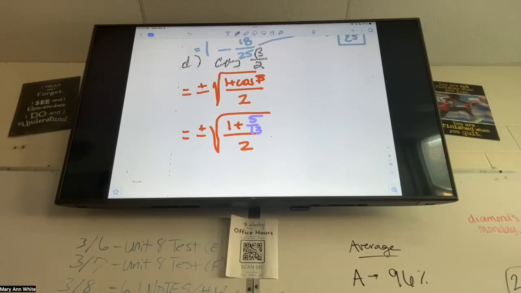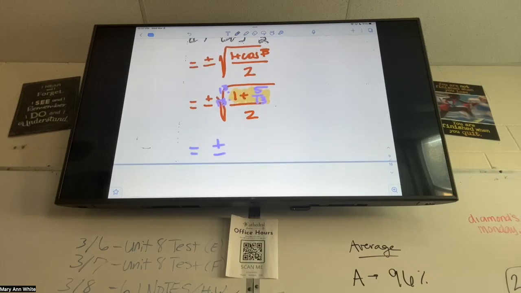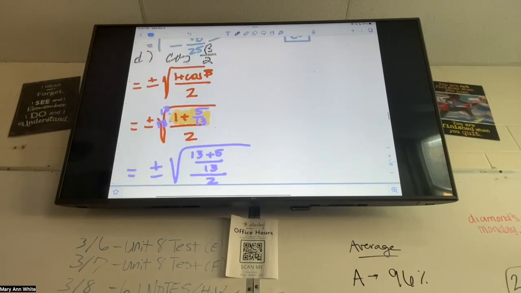The tricky part of using this identity is done, and I think it's easy. It's the algebra, all that simplifying, that we're going to have to deal with. Let's make the whole numerator a big fraction. So let's do 1 plus 5 over 13. You might need to multiply by 13 on top and bottom here. Plus or minus root of 13 plus 5 all over 13, all divided by 2. Plus or minus 18 over 13, all divided by 2.